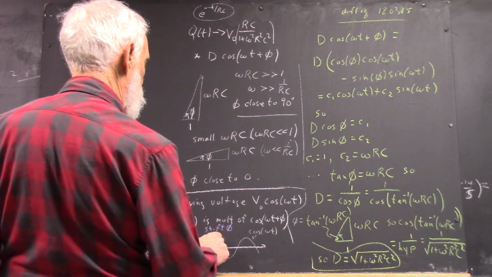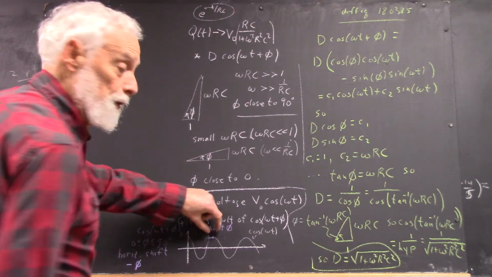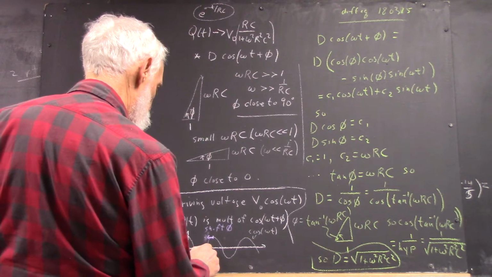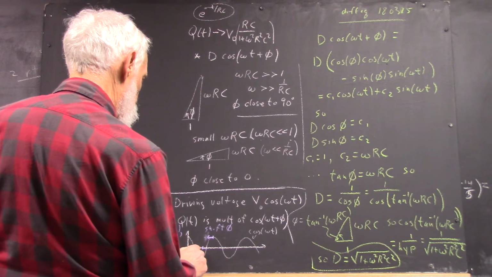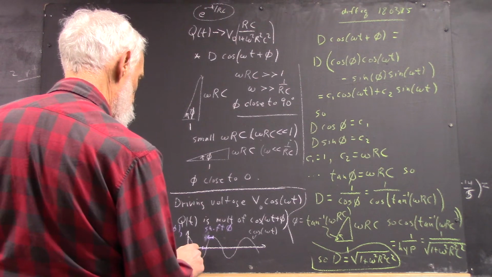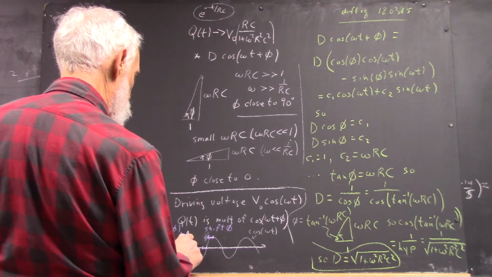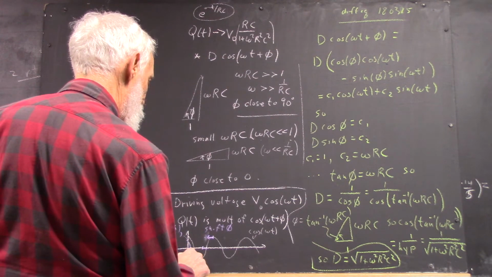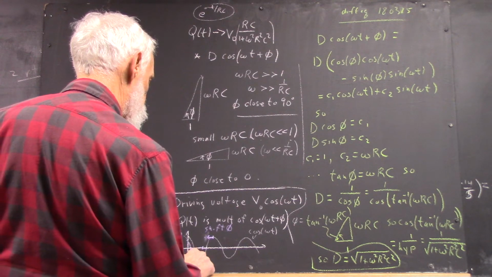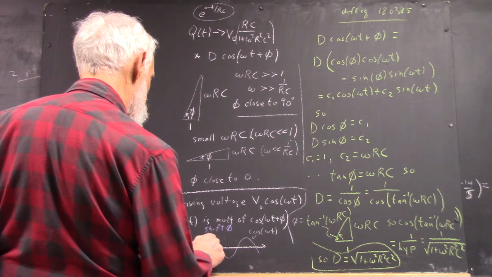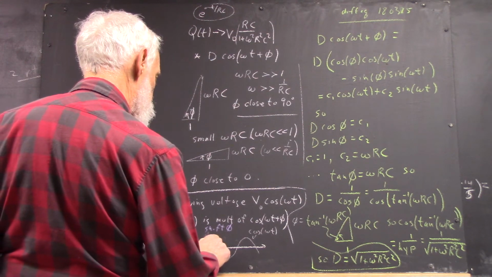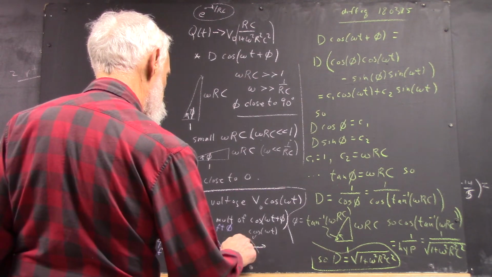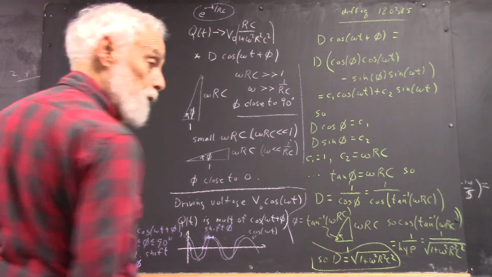Now we don't know what phi is. That's going to depend, but there's our phi, right? That means this point's going to shift over to here. This point's going to shift over to here. This is going to shift over to here. And this is going to shift over to here. So you're going to have something like this.